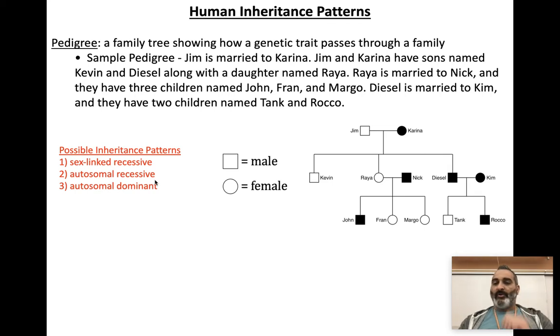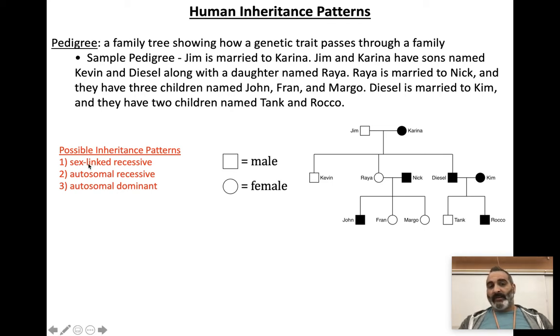All right. So I'm going to show you how to do it with some relatively simpler pedigrees initially, and then it's going to gradually get more difficult each day we work on these. I'm going to show you how to figure out if it's sex linked. Then I'm going to show you how to figure out if it's autosomal recessive. Then how to figure out if it's autosomal dominant. Autosomal is a fancy word that means not sex linked.